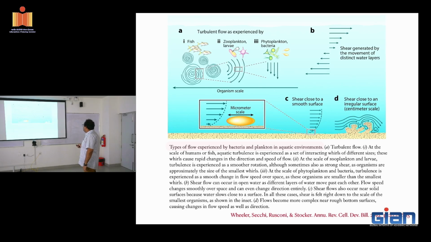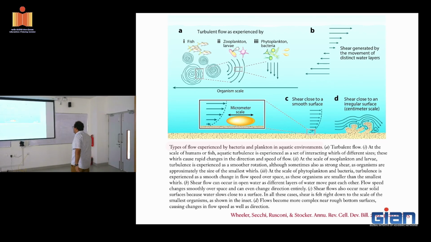Okay. Then you come to shear flow close to a smooth surface. So shear flows also occur near solid surfaces because water slows close to a surface, that you know from your everyday experience. Okay. So the shear is felt right down to the scale of the smallest organism in this case. So the smallest organism that is there will feel the shear flow.